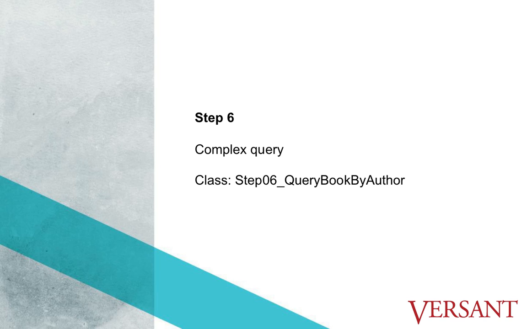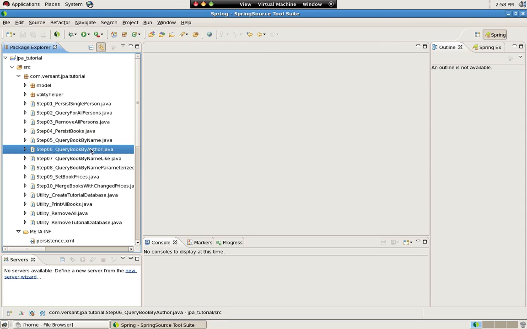Step 6. Complex query. We want to find all books which have an author with their last name equal to Odersky. We use the IN clause to join the book to its authors.